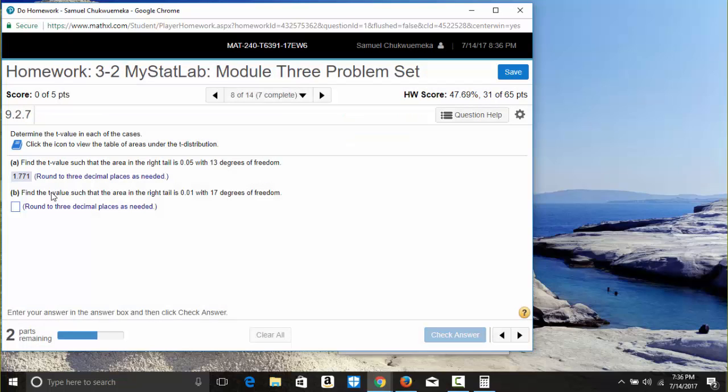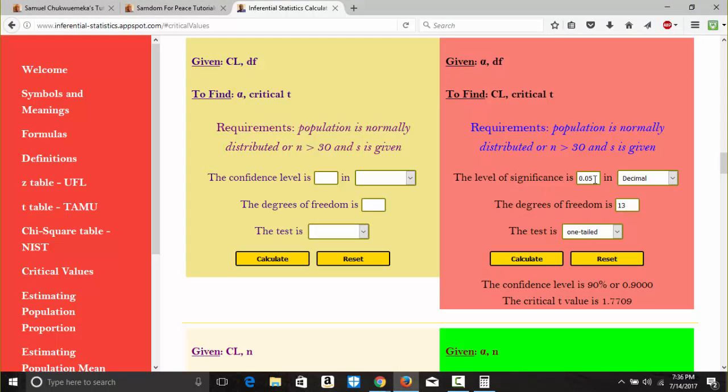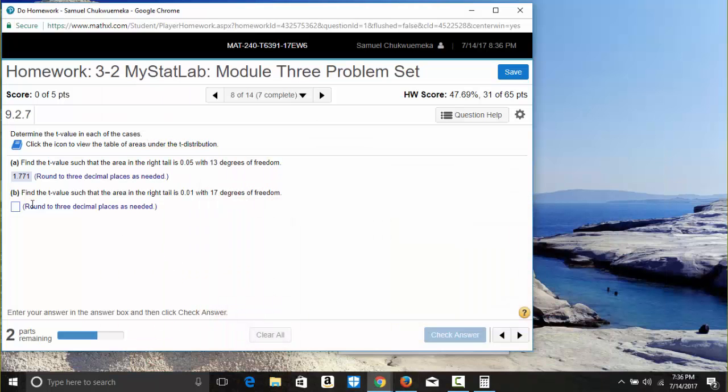Okay. The next one, find the T value such that the area in the right tail is 0.01 with 17 degrees of freedom. So this will be 0.01. I'll just change it here. 17 degrees of freedom. Calculate. And the critical T here is 2.567.